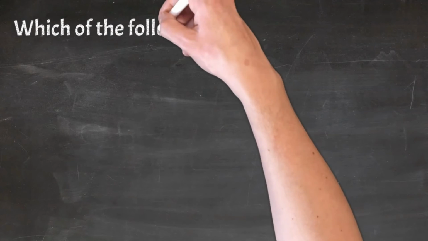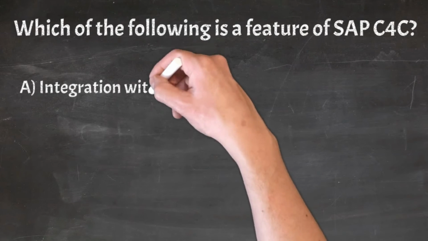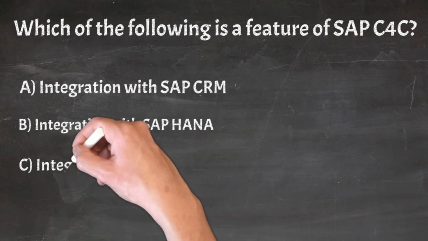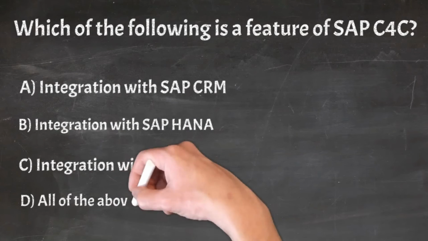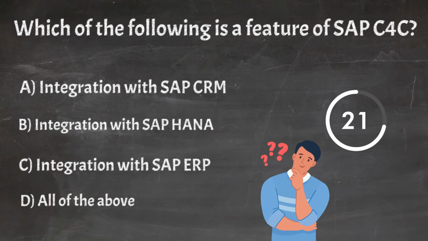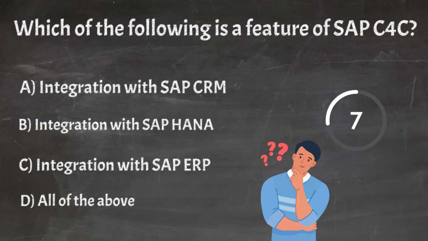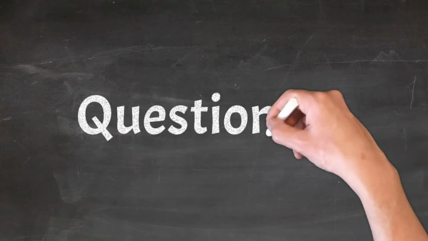Question 24. Which of the following is a feature of SAP C4C? A. Integration with SAP CRM. B. Integration with SAP HANA. C. Integration with SAP ERP. D. All of the above. Correct answer D.